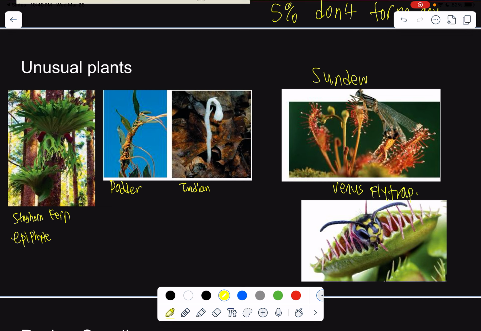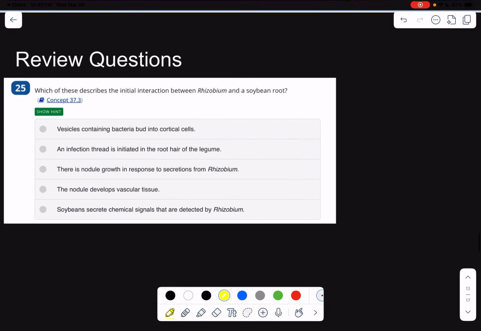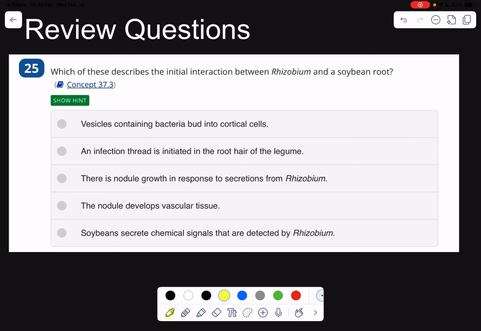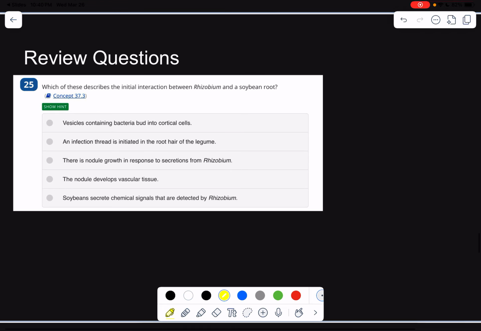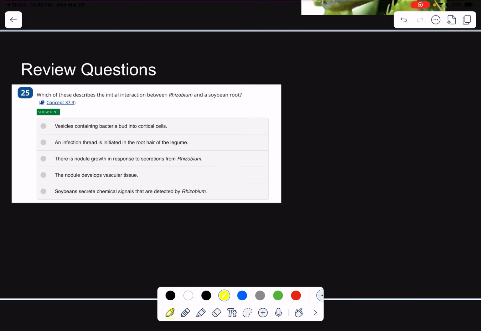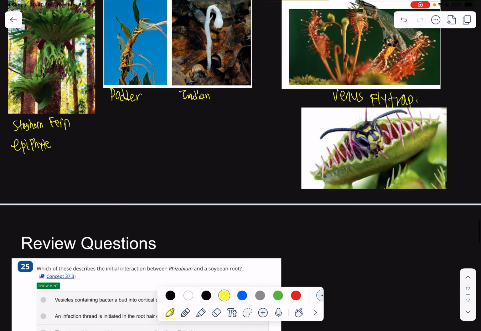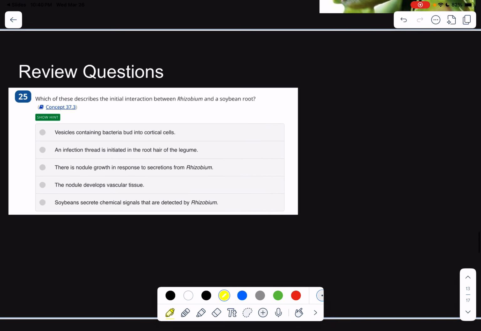And so I believe that ends our lesson for today. So we're going to have some review questions. Question 25. Which of these describes the initial interaction between rhizobium and a soybean root? So this is concepts 37.3, so we'll go back to our diagram. And I want to say that these review questions are all from Campbell Biology, 11th edition. So if we go back to the diagram here, let's see.